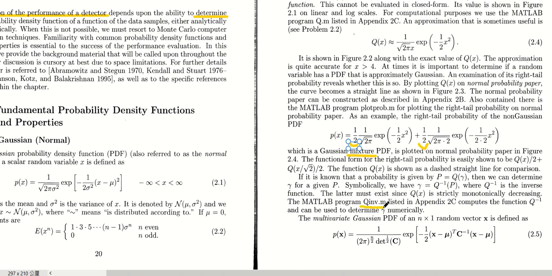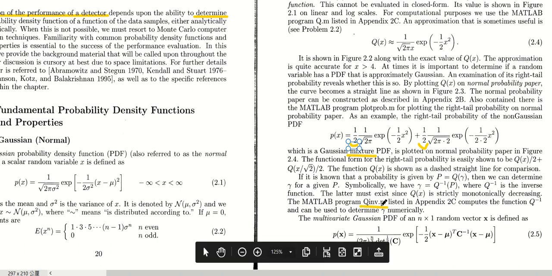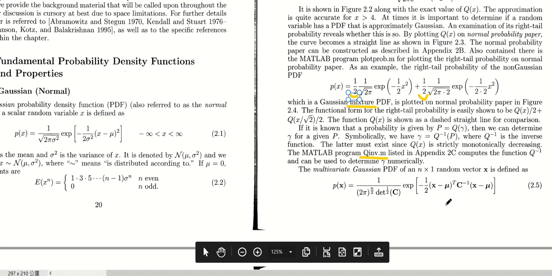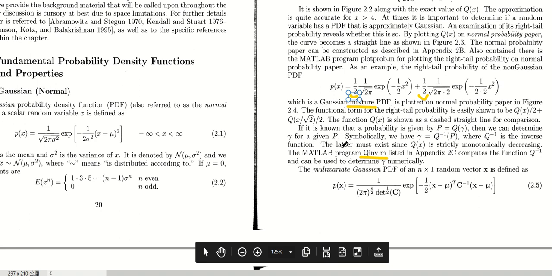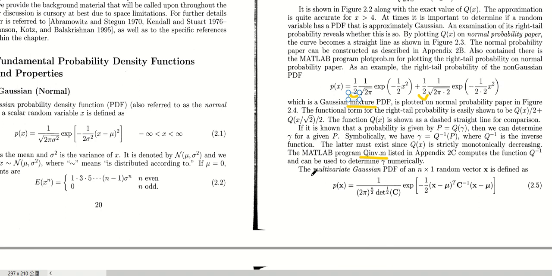For example, this one is MATLAB, but I guess a lot of people use different packages, which is also very good. MATLAB is one of them, but if you use the others, that's fine. Multivariate Gaussian. Now we go to multivariate Gaussian.